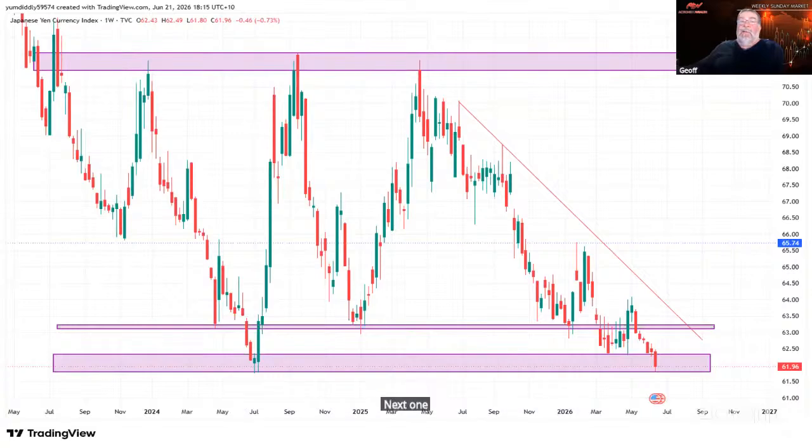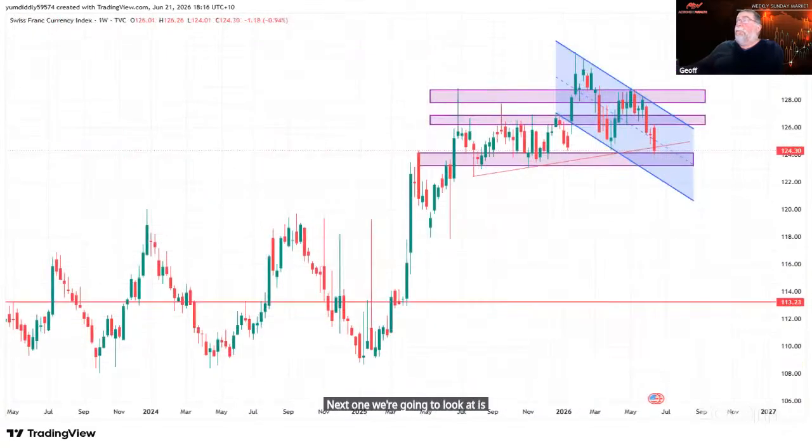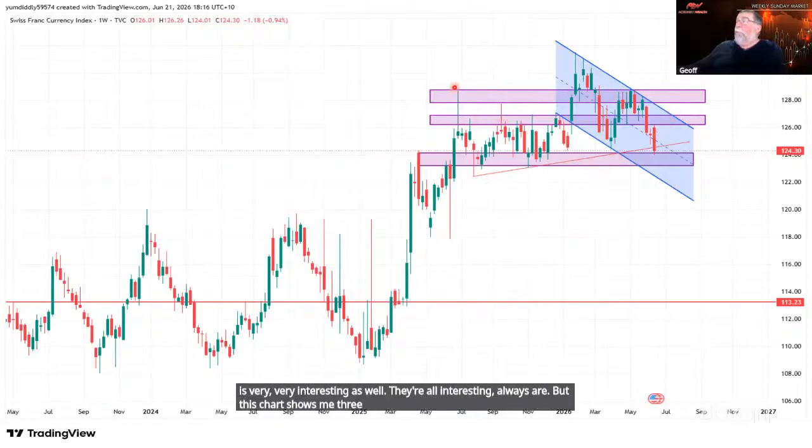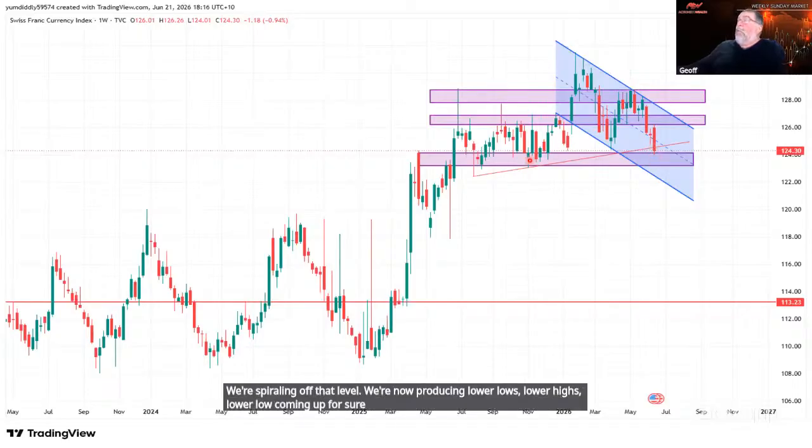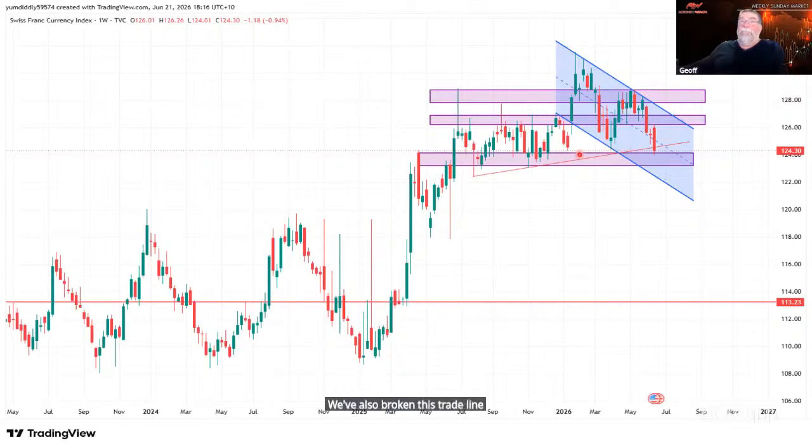Next one we're going to look at is the Swissy. Now the Swissy is very, very interesting as well. They're all interesting, always are. But this chart shows me three distinct levels. The level that we've come off, broken and retested, and we're spiraling off that level. We're now producing lower lows, lower highs, lower low coming up for sure. We've also broken this trend line, confusing my lines with my own 30-minute strategy.